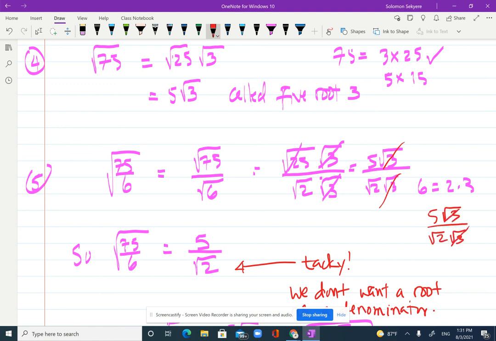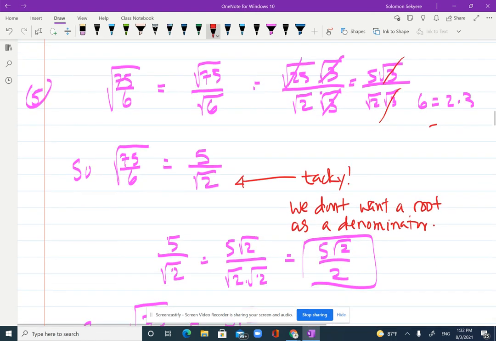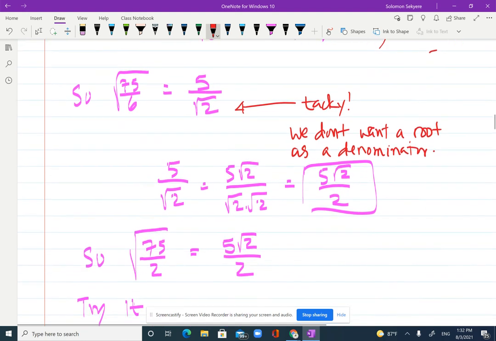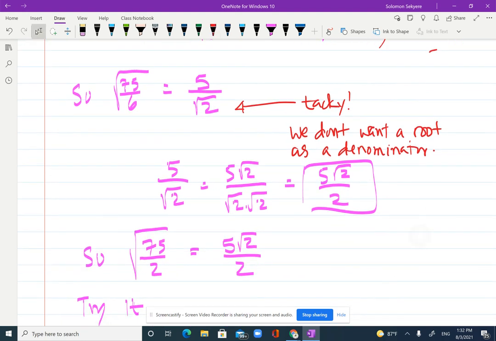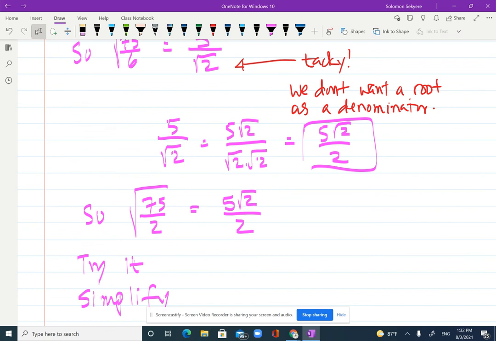What happens? Cancel this. So what am I left with? I'm left with 5 over root 2. And we call this tacky in math. We don't leave the radical at the bottom. What do we do? We get rid of it by multiplying it by itself.